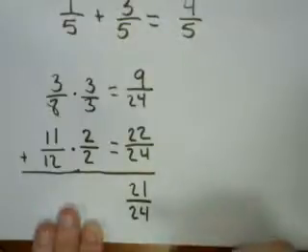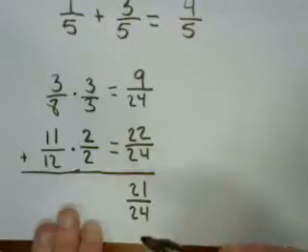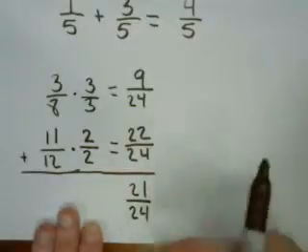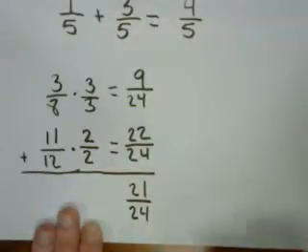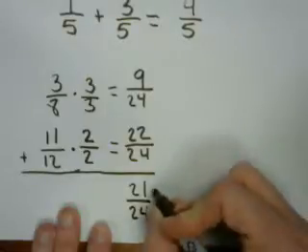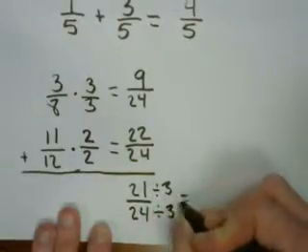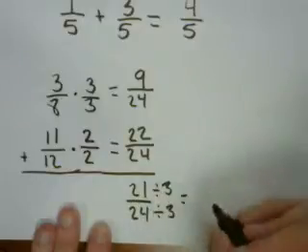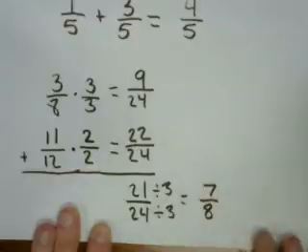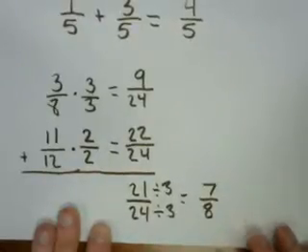Now I look at this and I can identify that this can be simplified. This has a common factor within them. So here I ask myself, what can be divided into 24 and 21? I can divide into them 3, top and bottom. This will be equal to 21 divided by 3 is 7. 24 divided by 3 is 8. So overall, the answer to this addition problem is 7/8.